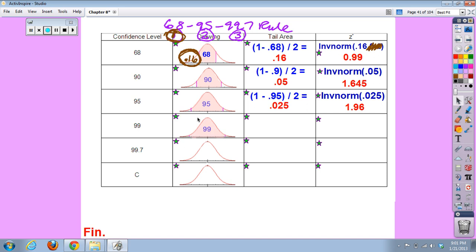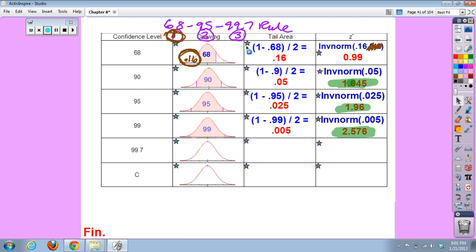99%. 99% in the middle. We only have 1% in the tails, which means we only have 0.5%, 0.005 in one tail. So inverse norm 0.005 gives us a little over 2.5 standard deviations away, 2.576. Now, I would say, without a doubt, most of the time you're going to be dealing with one of these 3 levels of confidence. So it might be pretty helpful to memorize those 3 values so you don't have to go back and recalculate them.